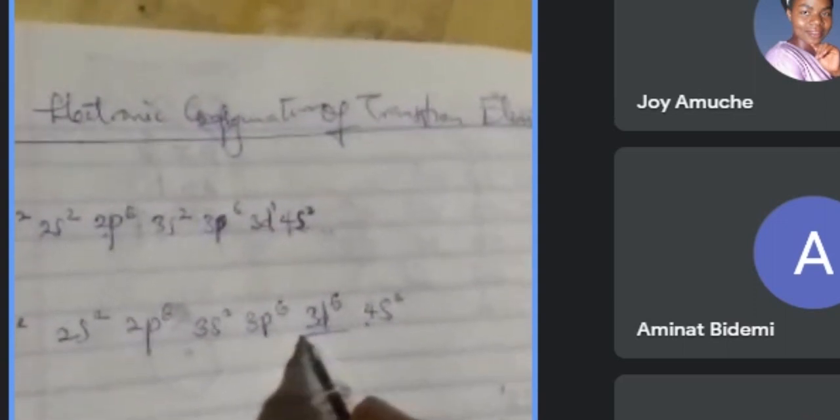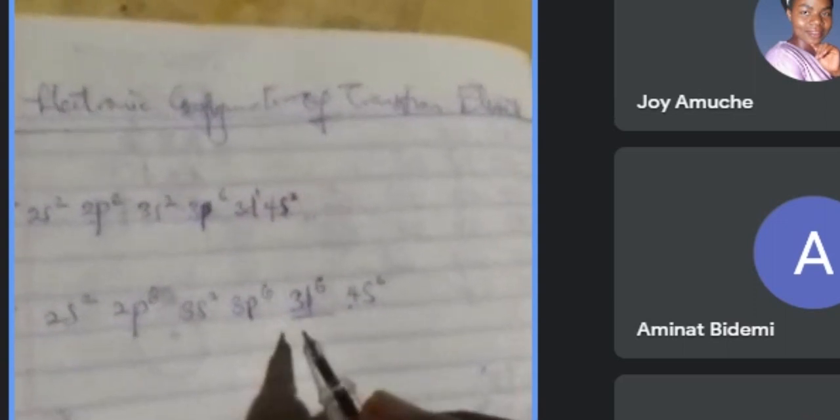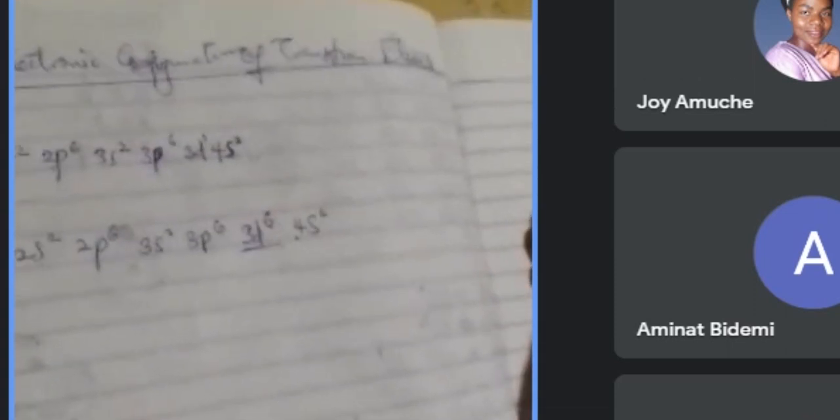You are not writing the 3D behind 4S. It should be here, that space you left. So now write 3D. It is 26, and we have 20 already. So 3D6. This is what makes iron a transition metal, because it has the D orbital partially filled. It will not be up to 10. It's only zinc that will have 3D10, and that's why they don't consider zinc as a transition metal.